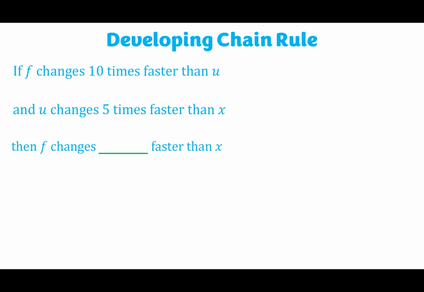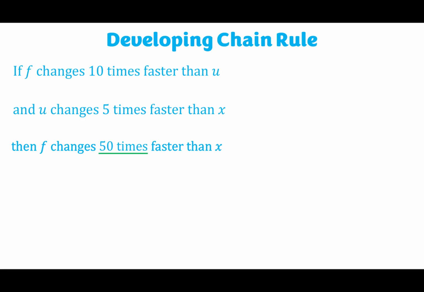If f changes 10 times faster than u, and u changes 5 times faster than x, then f changes 50 times faster than x. If that's not quite intuitive for you, for me it helps to think about one car driving faster than another car, and then it helps me think of, oh, I need to multiply these two numbers together, and so f is changing 50 times faster than x.